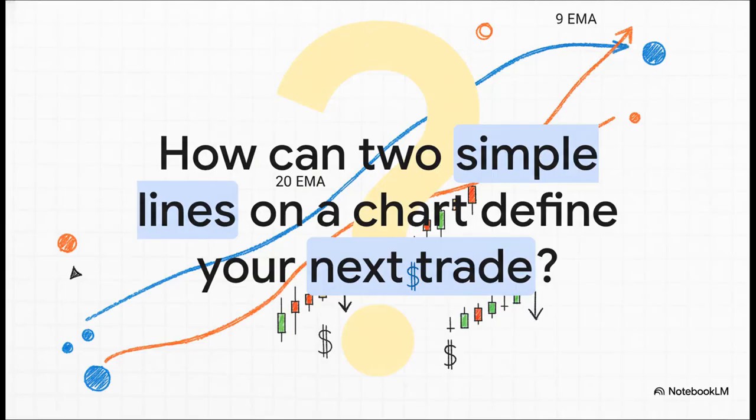It sounds almost too simple, right? But the way these two specific lines, these exponential moving averages, interact with each other can give you incredibly clear signals for finding really high probability trades.